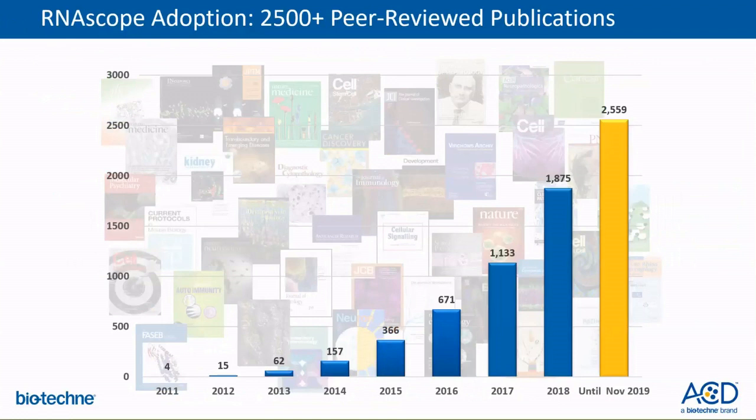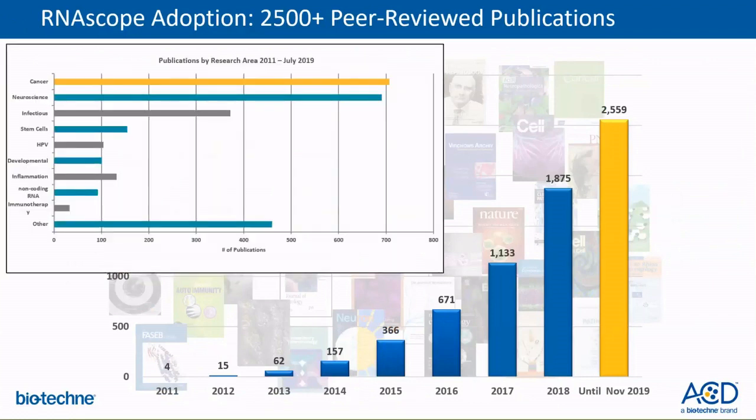The growth and adoption of the RNAscope technology is best exemplified by the number of peer-reviewed publications. Since our first publication in 2011, there has been an increasing awareness of our technology, and currently we have over 2,500 peer-reviewed papers published in numerous journals, including many top-tier ones. Also, the RNAscope technology is highly relevant across multiple fields of research, with over 40% of the publications in cancer research, followed by neuroscience and infectious diseases.